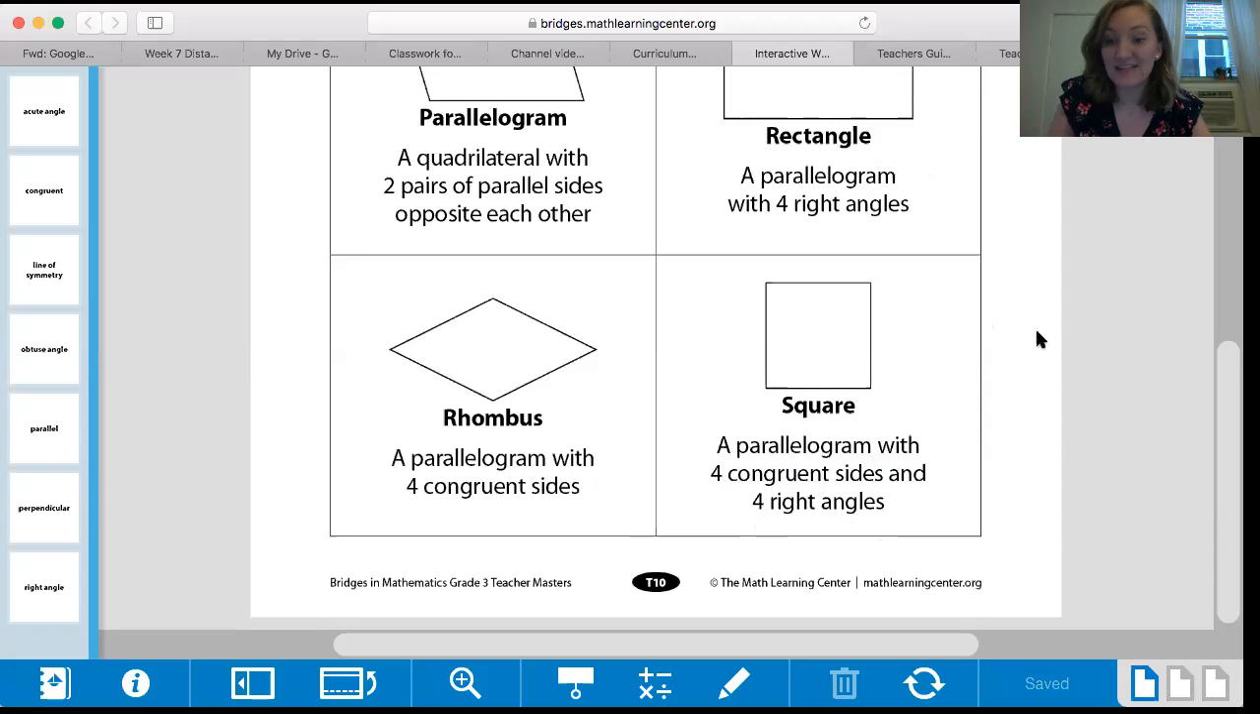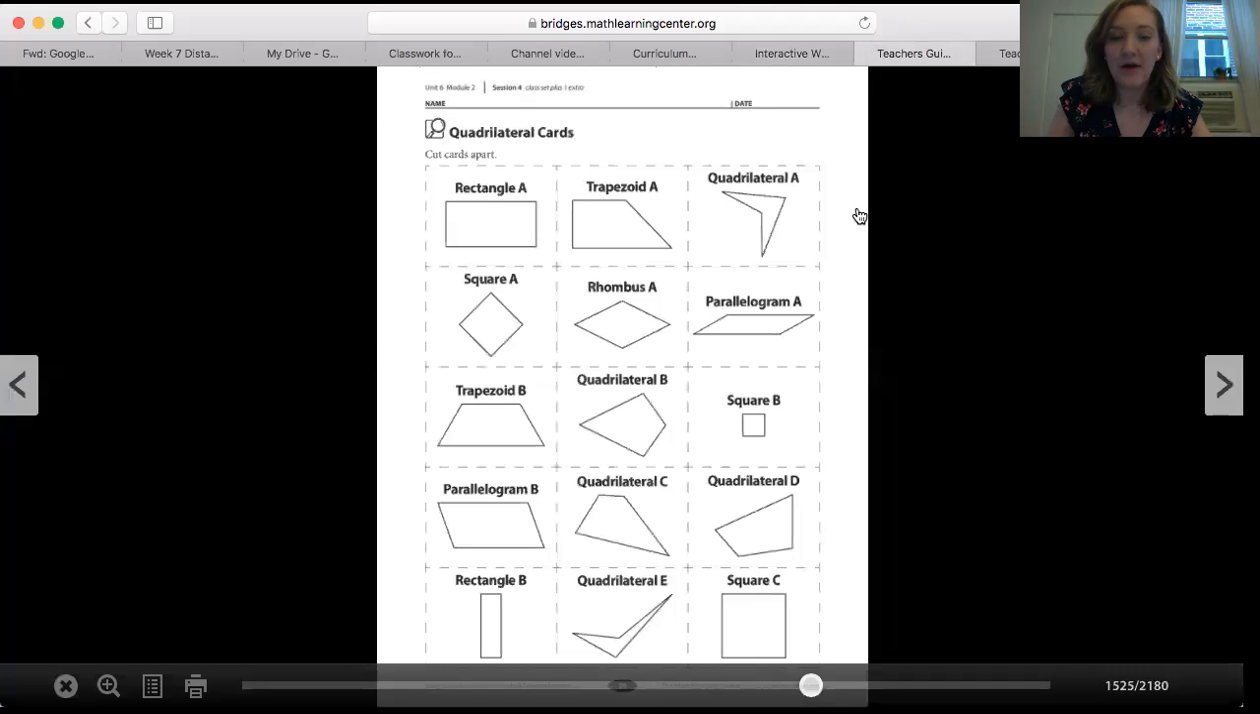Okay, so I am ready to get started with our riddles. I'm really excited to do this with you guys. Here are all the possible answers that could be inside my envelope. While I get my envelope ready, I want you to look carefully at all the different options. Rectangle A, trapezoid A, quadrilateral A, square A, rhombus A, etc. Okay, you're going to look at all these different options here. And I am going to put one of these inside my envelope right now, and I'm going to give you some time to guess.